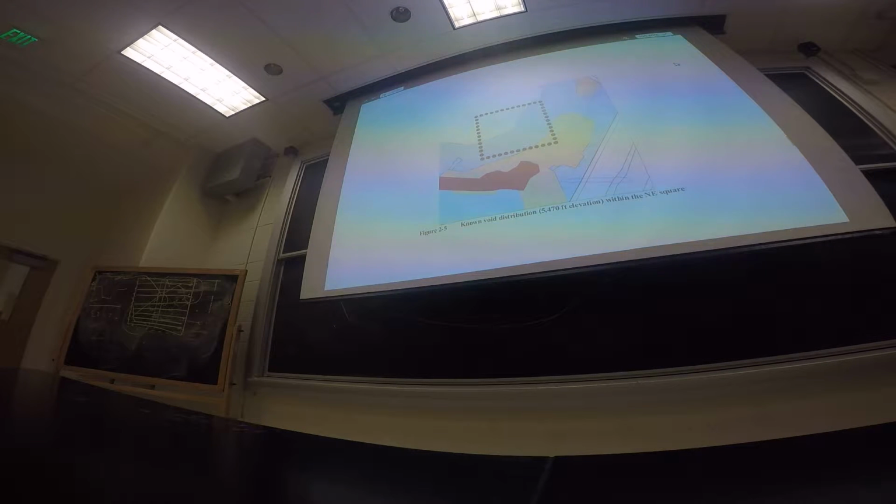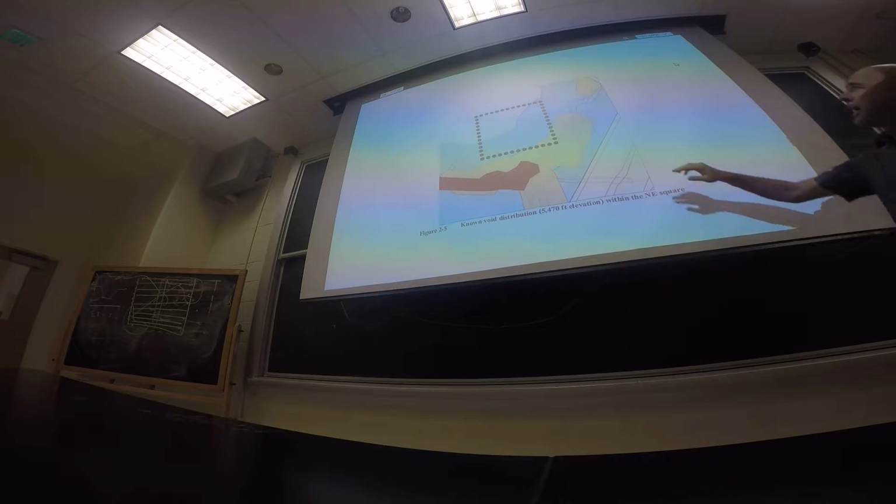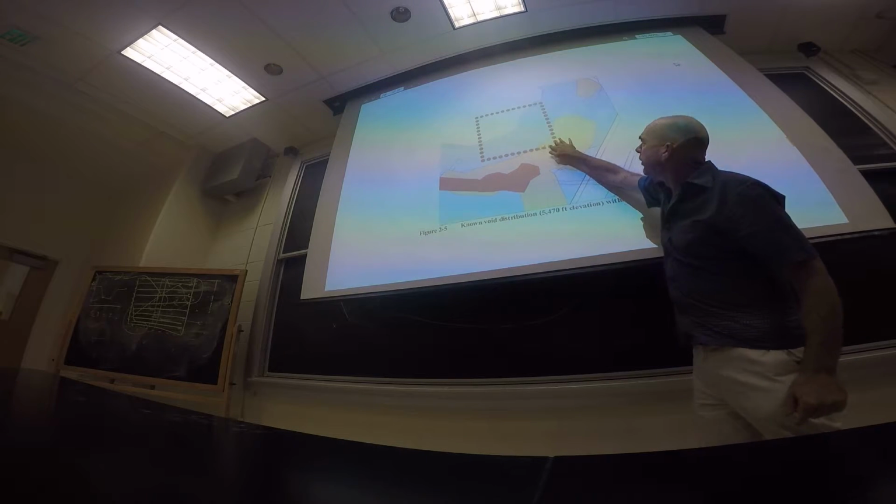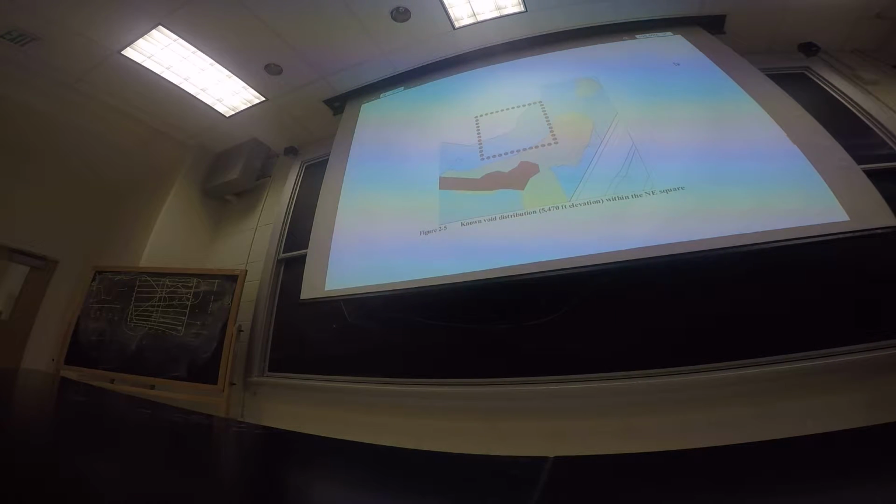So here's a known void distribution. Okay, the void is down there. So this square actually only hits the void in this little area. What I want to do before I look at the data is show you what really happens to a surface wave when it hits a void. It's actually a fairly complex process.